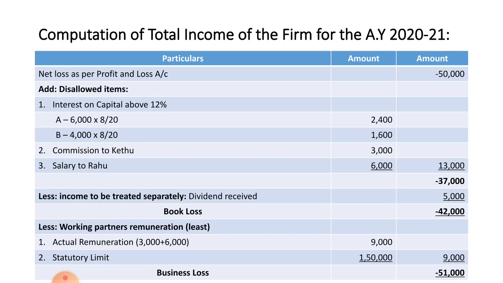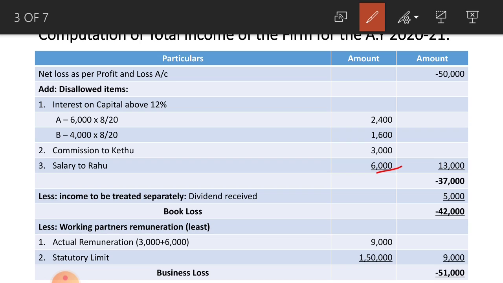Actually they are working partners, but first you have to consider it as disallowed items, and then after calculating book profit or book loss you have to consider the remuneration of working partners. Here in disallowed items you have to consider salary of all partners, then from that you have to deduct salary of working partners. So here the total of disallowed items amounts to rupees 13,000. When you add that 13,000 expense to the net loss of minus 50,000, you get minus 37,000 as loss.